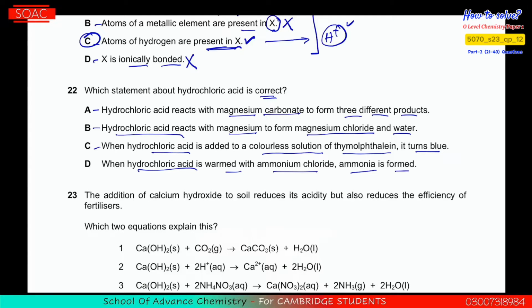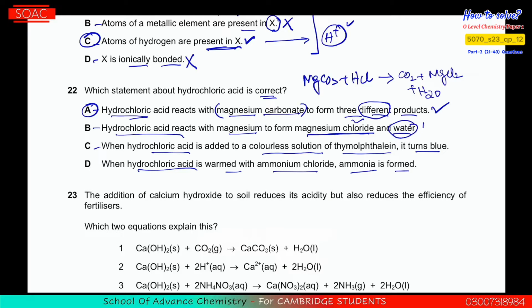Coming back to option A. When magnesium carbonate, MgCO3, is allowed to react with HCl, hydrochloric acid, it is supposed to form 3 different products. Number 1, CO2. Number 2, MgCl2, that is a salt, and water. So the first option is the correct option. However, let me check the other options. Hydrochloric acid reacts with magnesium to form magnesium chloride. Yes, it is true. And water, no. Hydrogen gas is formed. So it is incorrect.